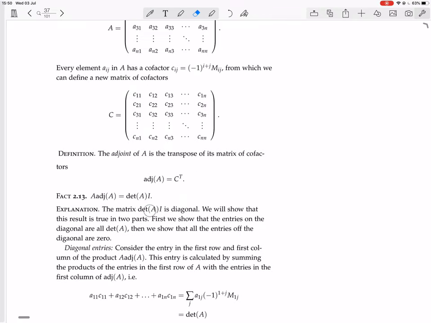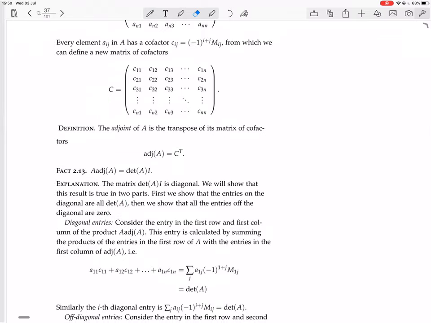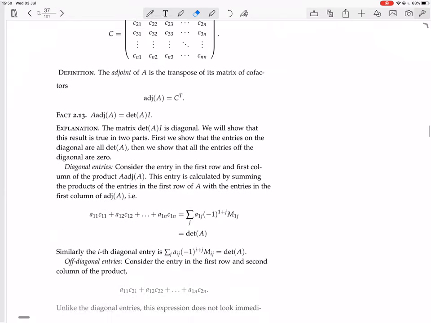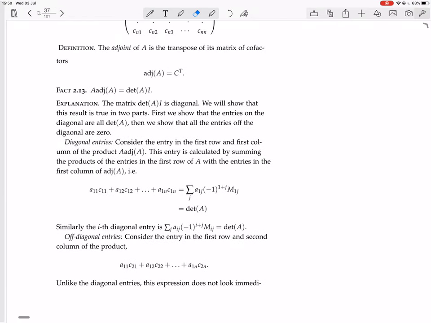The matrix determinant of A times I is diagonal, of course. We will show that the result is true in two parts. First, we will show that the entries on the diagonal are all determinant of A. Then we show that all the entries off the diagonal are zero. That will prove it. So first, let's consider the diagonal entries.